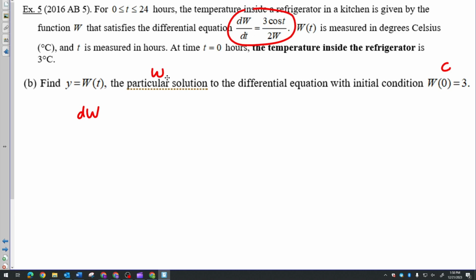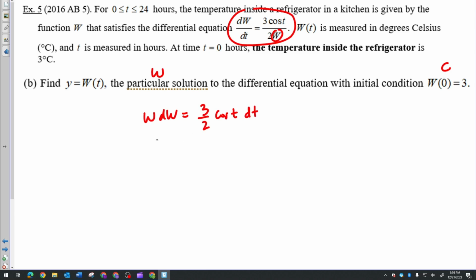I'm going to multiply both sides by 2. Whoops, no, don't multiply by the 2. Just multiply by the w. Again, remember I told you we're going to solve for w. So if you move that 2 over here, it's just going to be more work later on to move it back. So I'm going to call this w dw is equal to 3/2 cosine t dt.